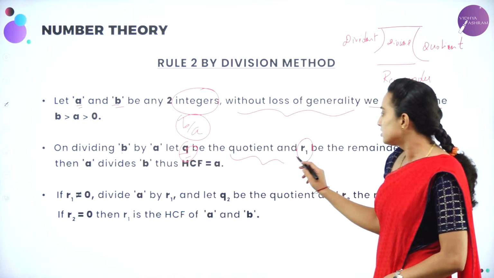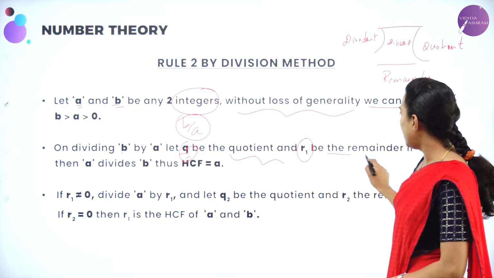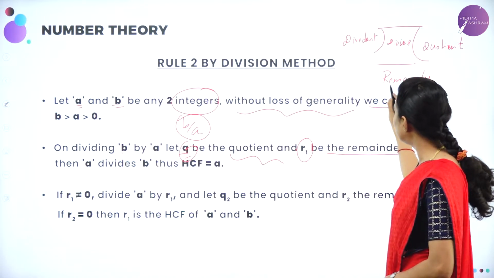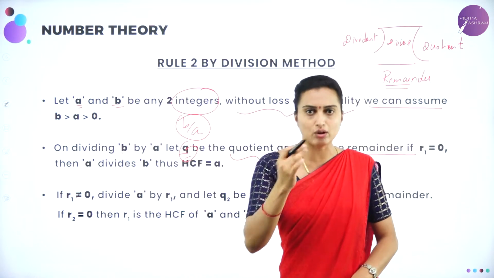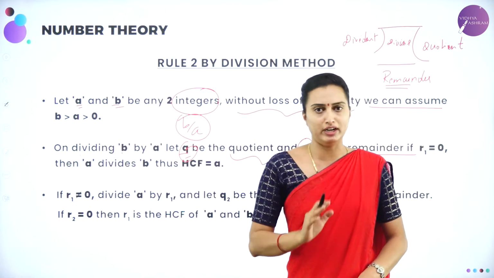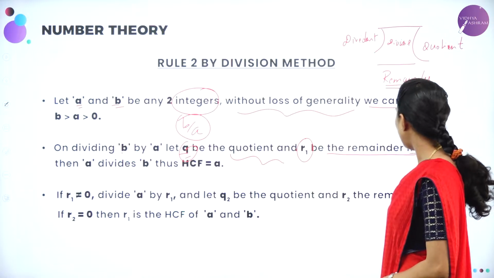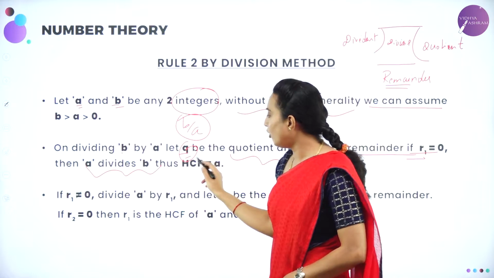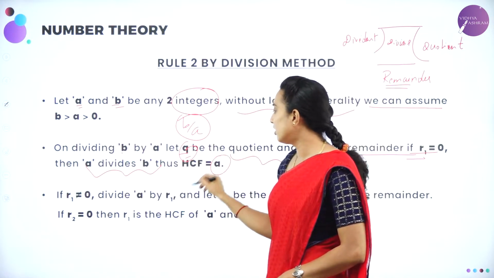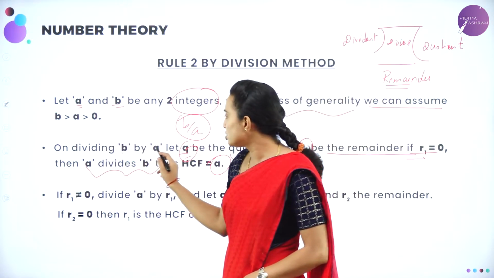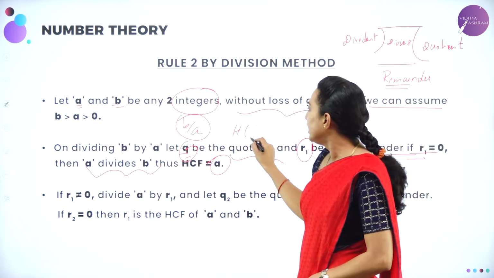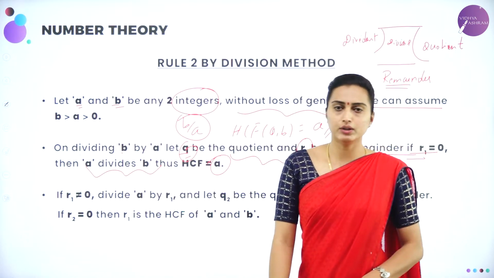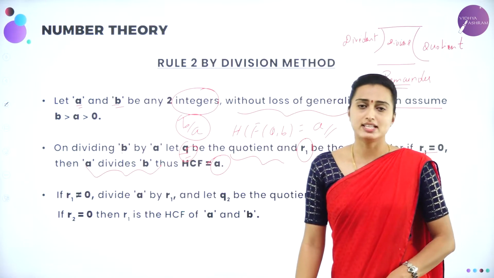And then R1 is the remainder. If R1 is equal to 0 on dividing the divisor and the dividend, then A divides B. Then the HCF of A and B will be A. You are going to call it the HCF of these two integers: HCF of A comma B is equal to A itself. Are you getting? This itself is the HCF.